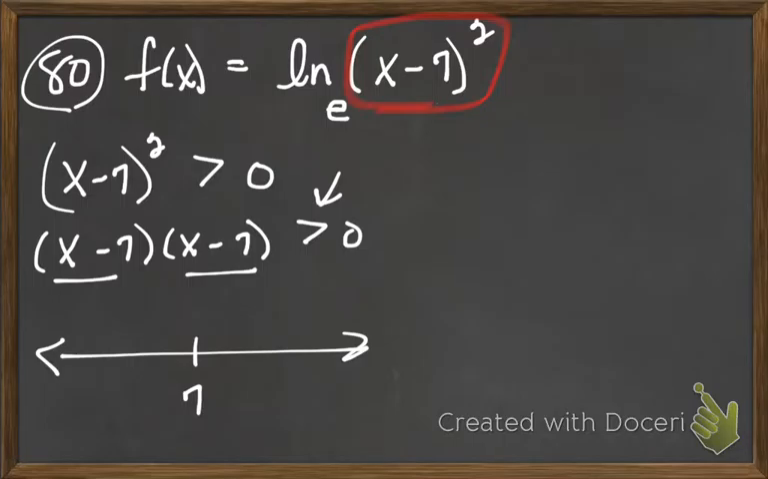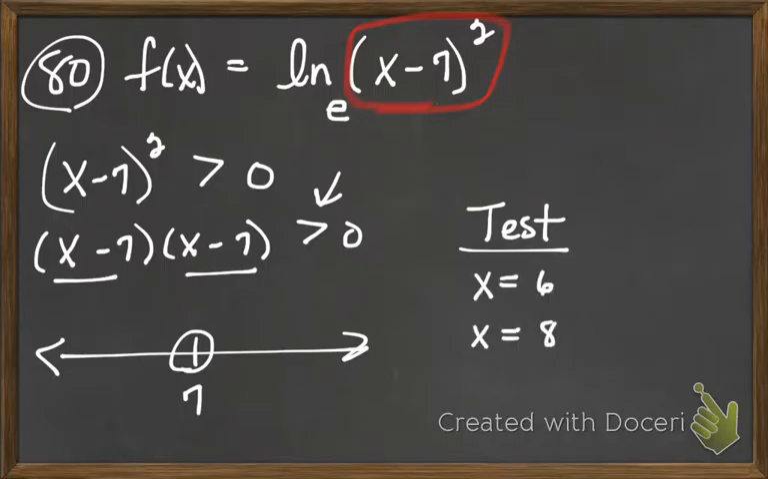Anybody know whether it's an open or a closed circle at 7? It's open. You're right. Why is it open? There's not an equal to. And this is where the next step is to test. Does anybody know what we have to test? What are some numbers that we might want to test? 6 and 8. All right, we want to test to see where to shade.